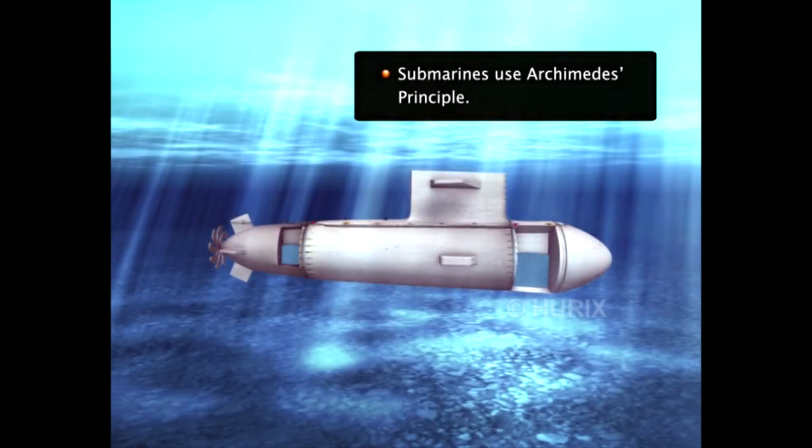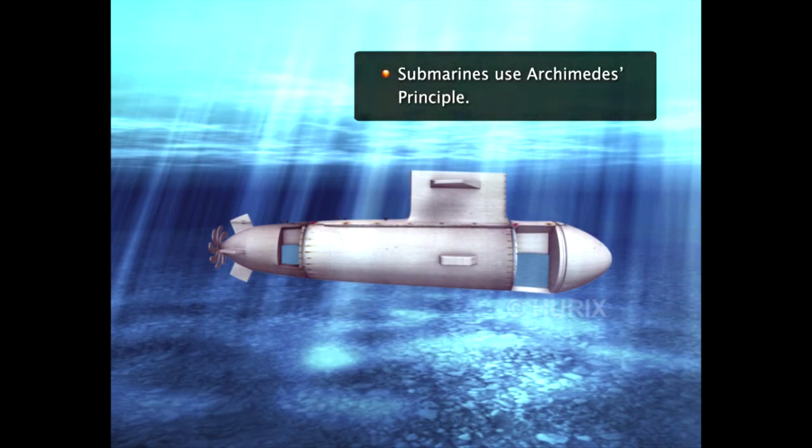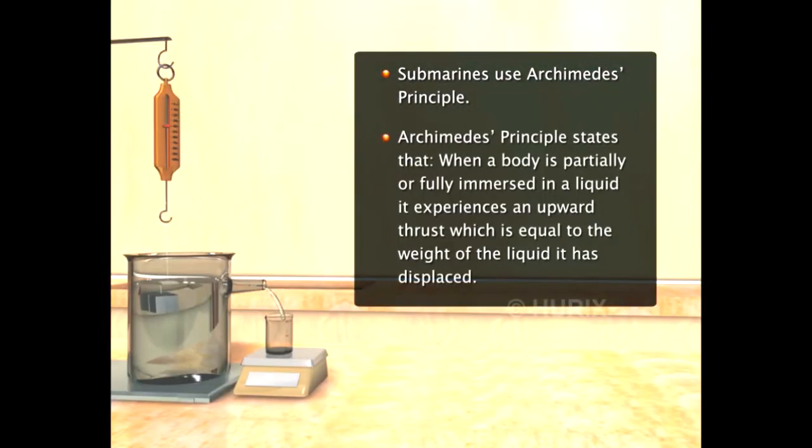Ships, submarines, and hydrometers utilize Archimedes' principle. The principle says that the upthrust exerted on a body in a liquid is equal to the weight of the liquid it displaces.